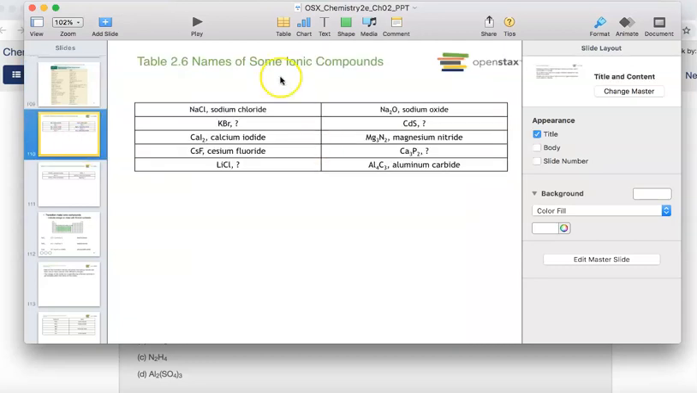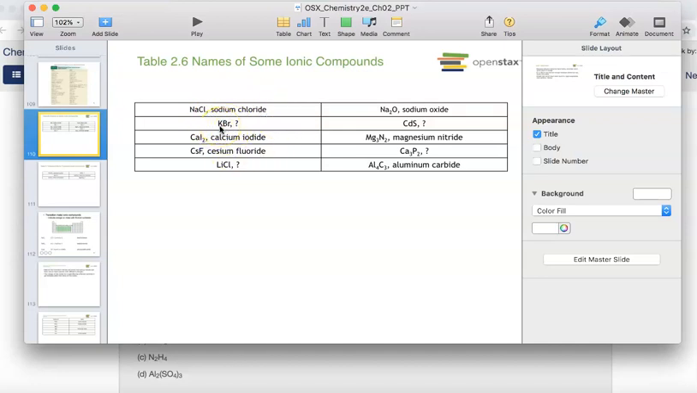So when we look at the names of some ionic compounds from their formulas, take NaCl. First of all, looking at the formula, it's an ionic compound because sodium is a metal and chlorine is a nonmetal. The sodium is a cation. The cation is always written first in a chemical formula. So Na is sodium, Cl is chlorine, but chlorine becomes chloride, so its name is sodium chloride.